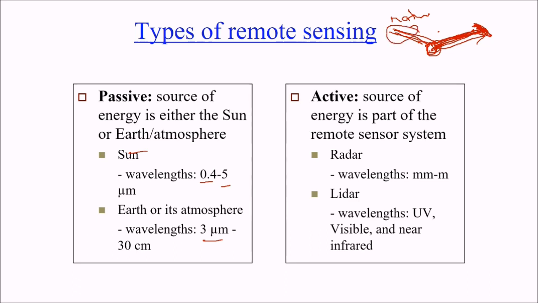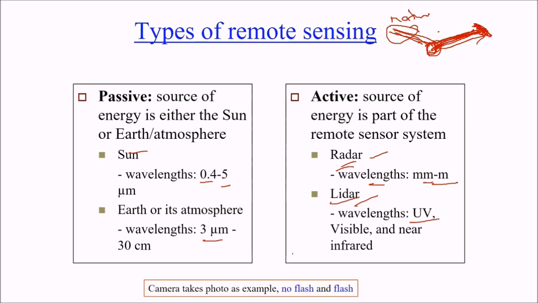You don't rely upon the natural sources. So radar and lidar. Radar stands for radio detection and ranging, and LIDAR stands for light detection and ranging. The radar has wavelength from millimeter to meter, while the LIDAR has the wavelength which we know, that is ultraviolet, visible and near infrared. So this is kind of active remote sensing.